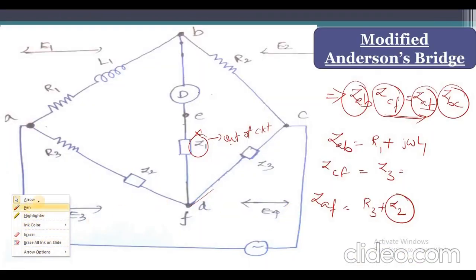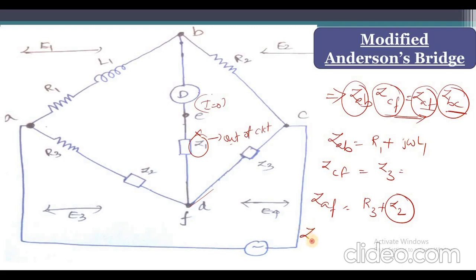Why are we not considering Z1 here? The current flowing through the detector is 0, so Z1 is out of the circuit. So ZAF is also found. ZBC is only R2, so ZBC is equal to R2. Simply we have to multiply the opposite arm impedances: AB with CF, and AF with its opposite arm BC.